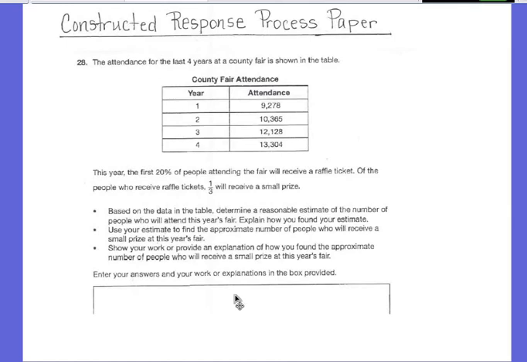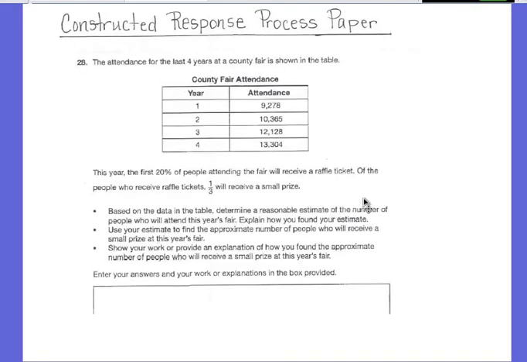Alright, so I don't have a whole page to work on here, so I am going to flip to a blank page. You will just start working in this box below and flip to the back as you need more space. I got a blank page ready, but I need the question. The question says, first bullet, I need to find, based on the data in the table, determine a reasonable estimate of the number of people who will attend this year's fair. Explain how you found your estimate. That's all I'm working with right now.